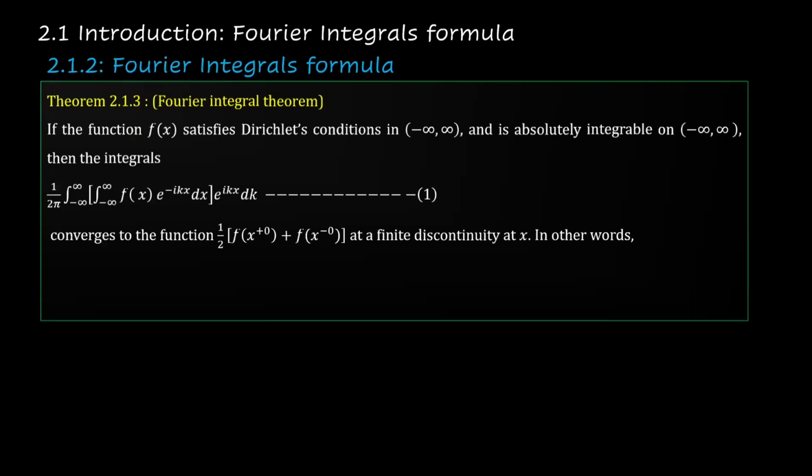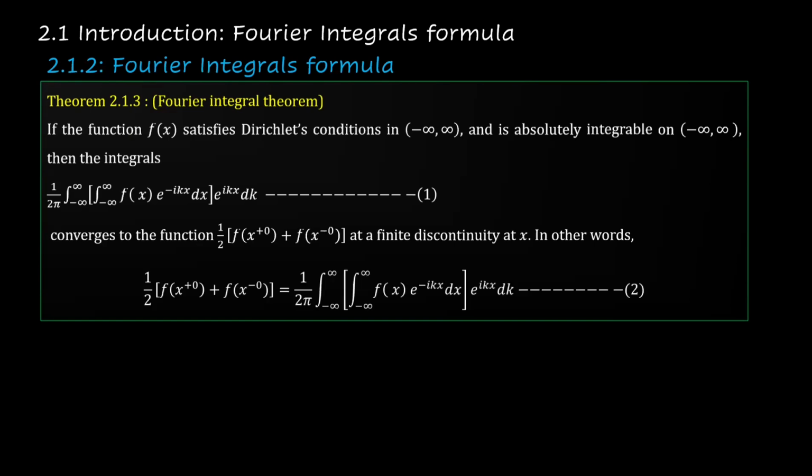If the function f(x) satisfies the Dirichlet conditions on minus infinity to infinity and is absolutely integrable on minus infinity to infinity, then the integral 1 converges to the function half of f(x+0) plus f(x-0) at a finite discontinuity at x. In other words, this expression can be written as this integral.